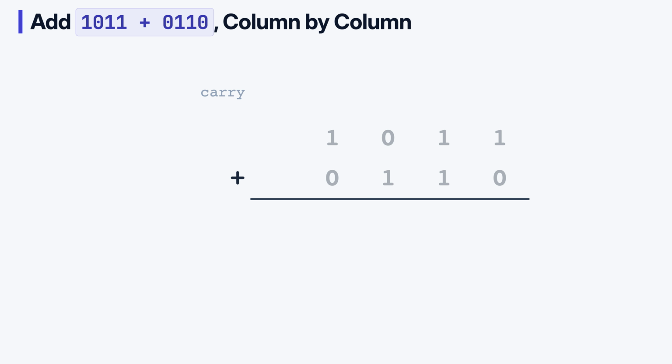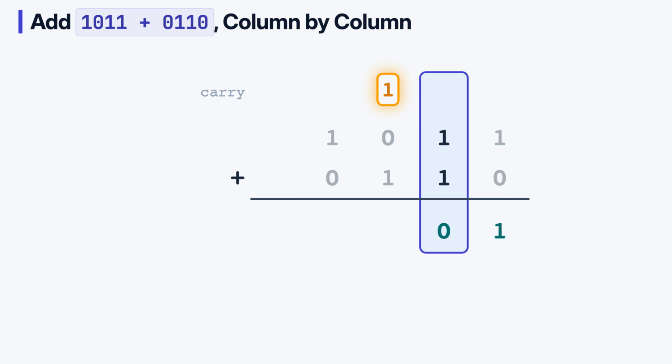Let's add 1011, which is 11, and 0110, which is 6. We work from the right, one column at a time, and I will keep the spotlight on the column we are doing right now. The rightmost column, 1 plus 0 is 1. Write 1 and there is no carry. The next column, 1 plus 1 is 10.